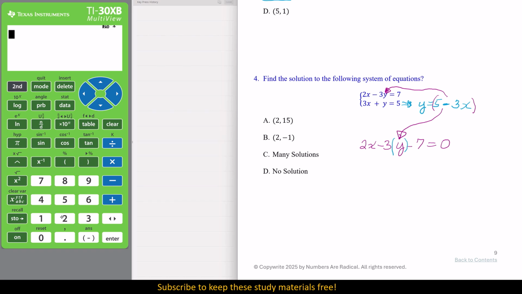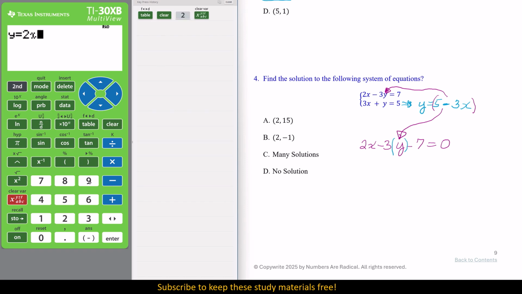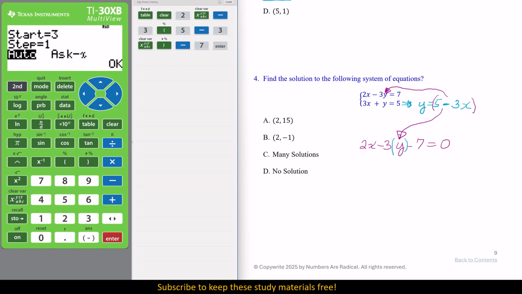So let's do this. Let's go to table, and let me go ahead and clear all that out and retype. 2x minus the 3 in parentheses, the 5 minus 3x, close my parentheses, and now we're subtracting the 7. Push enter, and we want to start at 0 and go in steps of 1.